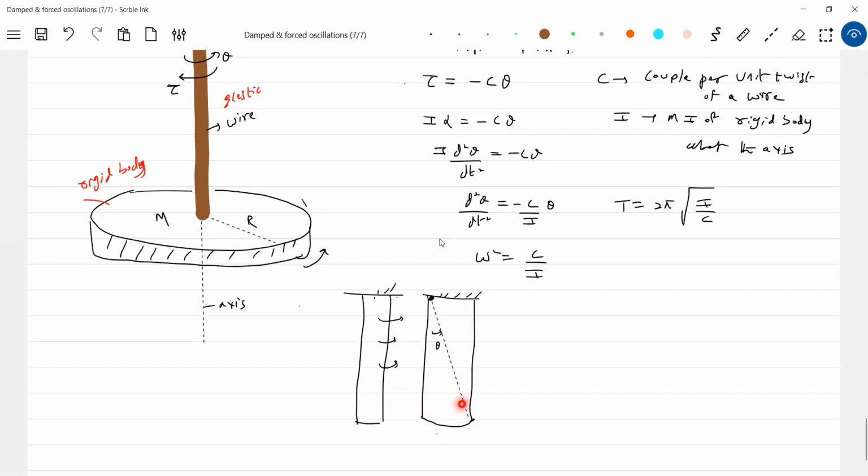Next layer, it will be at the other point. The twist acquired by the layers will be different here. So these layers, what happens? Some are asking, sir, what is the dotted line? Initially the dotted line will be here. So when you twist it, what happens? The different layers will have different angular displacement. Am I right?